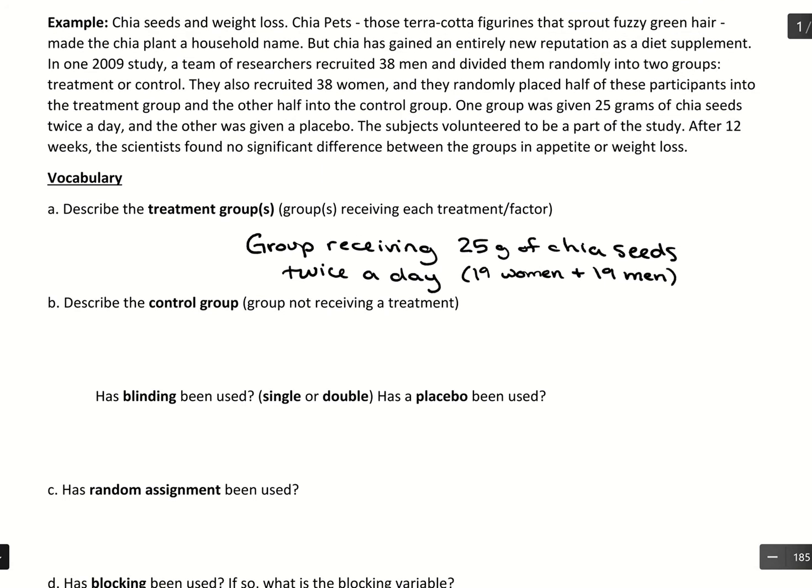Then describing the control group. This is the group not receiving the treatment, so the group not receiving the chia seeds. But something that is happening with this group is they're being given a placebo instead. So this is the group receiving a placebo. And again, you could be more descriptive. This group also has 19 women and 19 men.